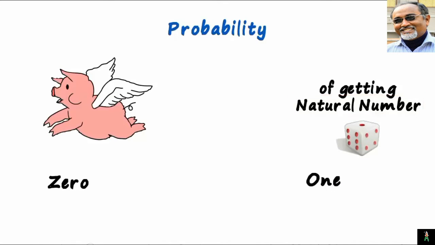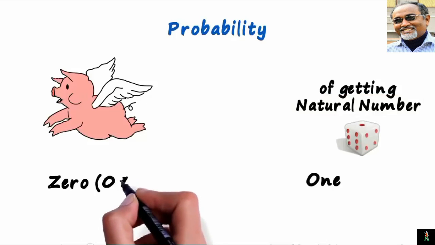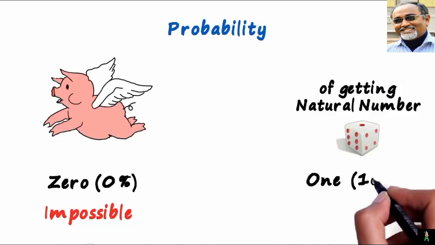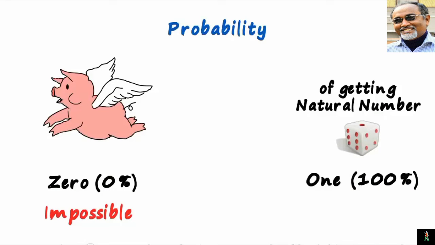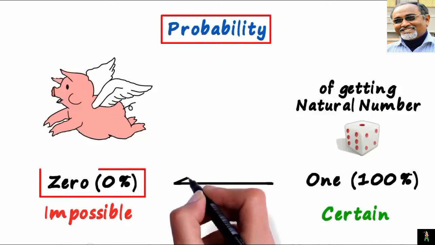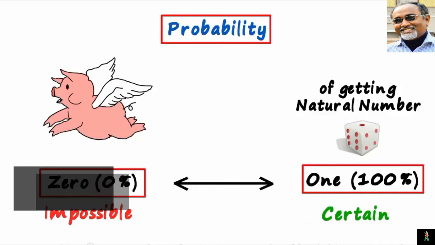A probability of 0 also means there is a 0% chance of the event occurring. It's an impossible event. On the other hand, a probability of 1 tells us there is a 100% chance of the event occurring. It is a certain event. That brings us to an important point in the video. The probability of every event will lie between 0 and 1 inclusive.